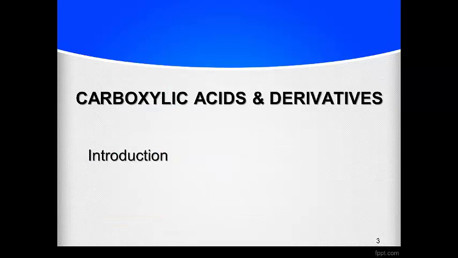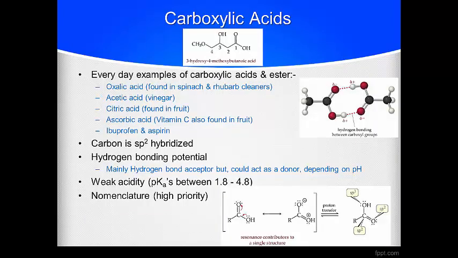Okay, so carboxylic acids and derivatives. So carboxylic acids, like I said, have a carbonyl and an OH coming off the carbonyl carbon, and then it has an R group. Okay, so examples of carboxylic acids and esters are oxalic acid, which is found in spinach and rhubarb, acetic acid, which is vinegar, citric acid, which is found in fruit, ascorbic acid, which is vitamin C, which is also found in fruit and great for your skin, ibuprofen and aspirin.